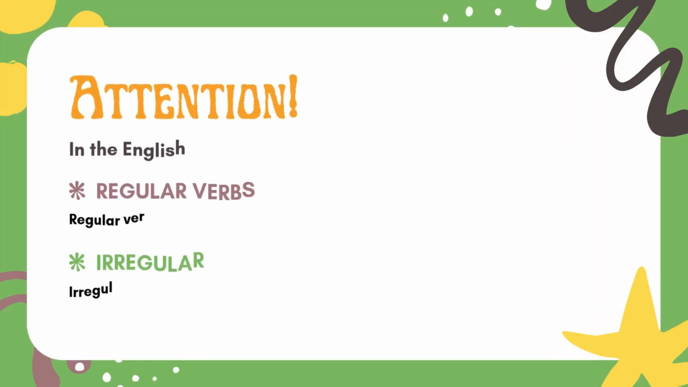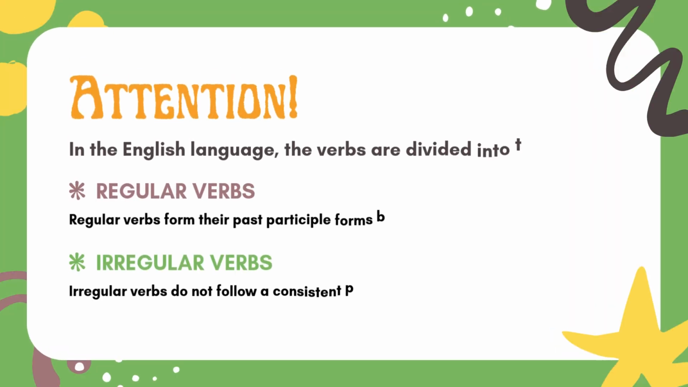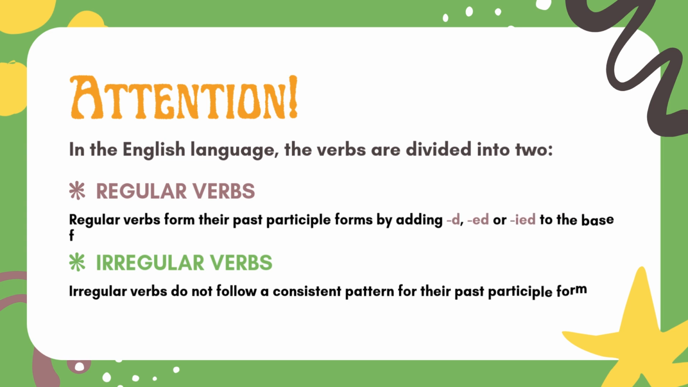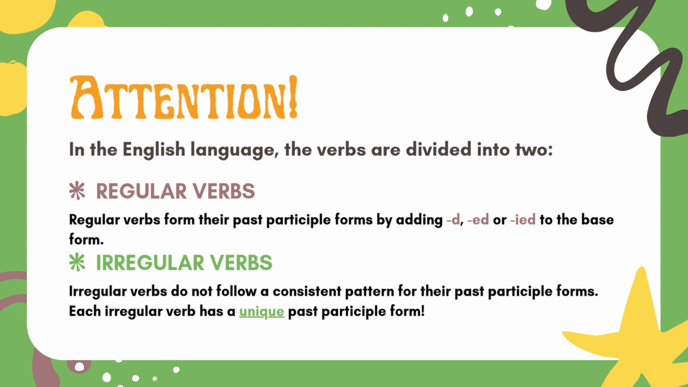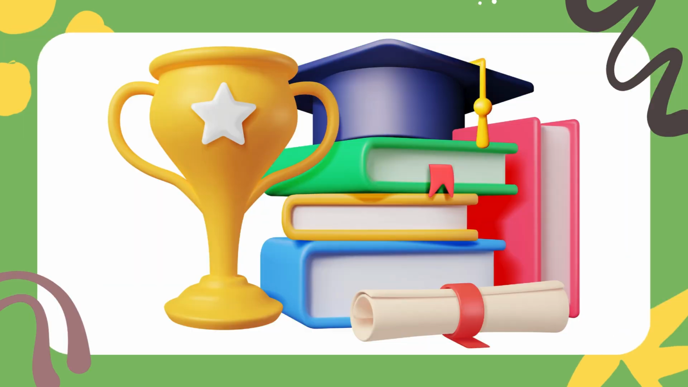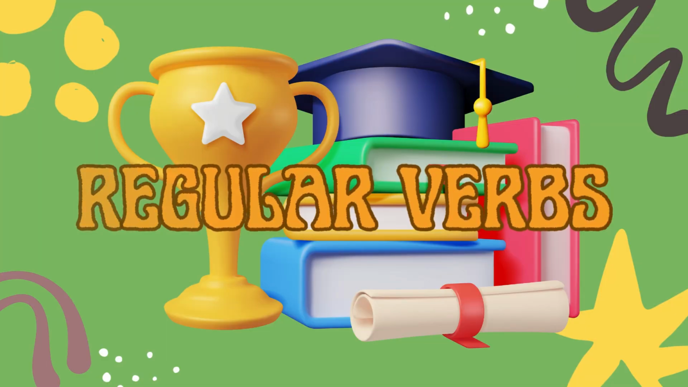It's very important to always remember that in the English language, verbs are divided into two: regular verbs and irregular verbs. Regular verbs form their past participle forms by adding d, ed, or ied to the base form. Irregular verbs do not follow a consistent pattern for their past participle forms, which means that each irregular verb has a unique past participle form. Let's take a look at some regular verbs.